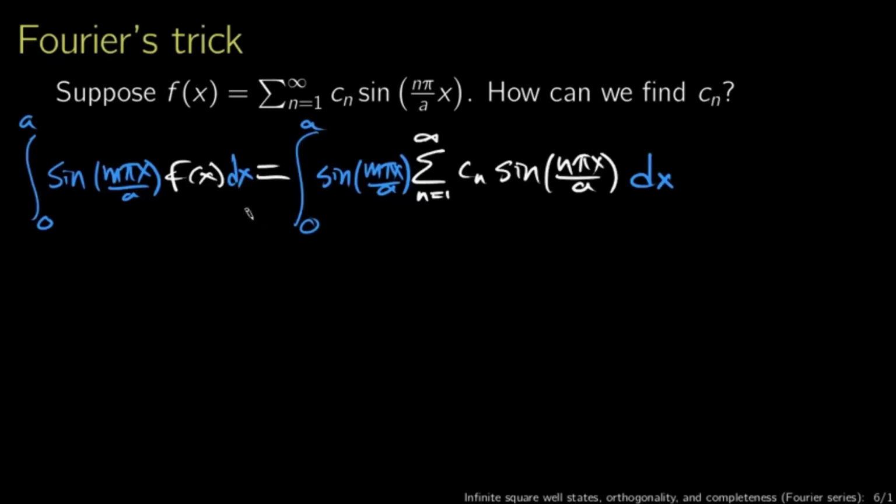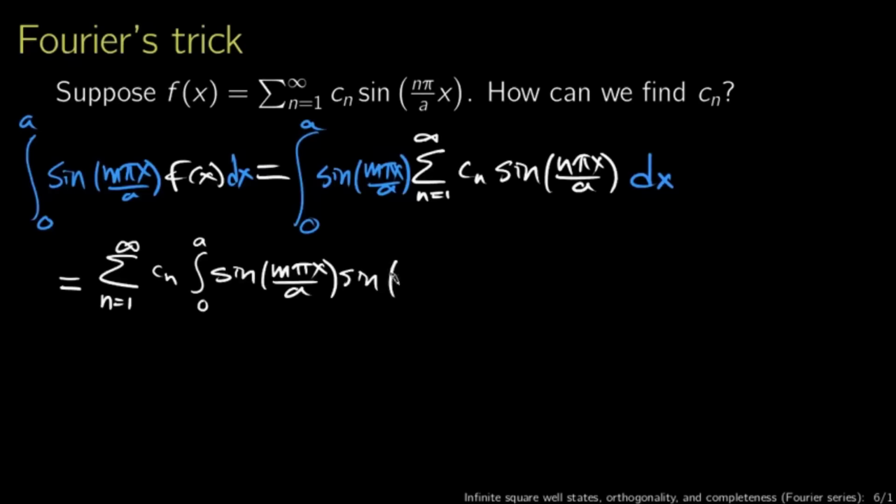If I do this, there's not much I can do with the left side since I don't know what f of x is, but I can work with the right-hand side. The first thing I'm going to do is exchange the order of summation and integration, and pull the constant C sub n out of the integral. So what I have is the sum from n equals 1 to infinity, C sub n times the integral from 0 to a of sine m pi x over a times sine n pi x over a dx.